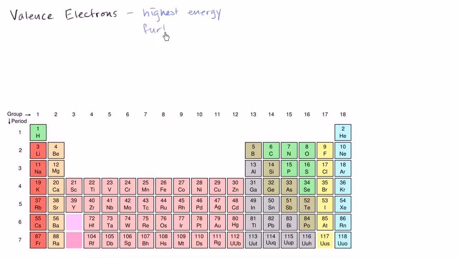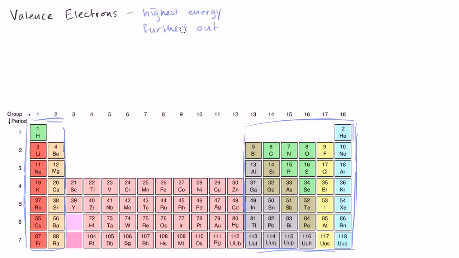and furthest out. And you might be saying, well, aren't the highest energy the furthest out, or aren't the furthest out the highest energy electrons? Well, that is true if we're talking about the S block right over here, or if we're talking about the P block, right over here. But that is not necessarily true for the transition metals, for the non-main block elements. And so that's why I'm not using an absolute. I'm saying it tends to be the highest energy furthest out electrons.